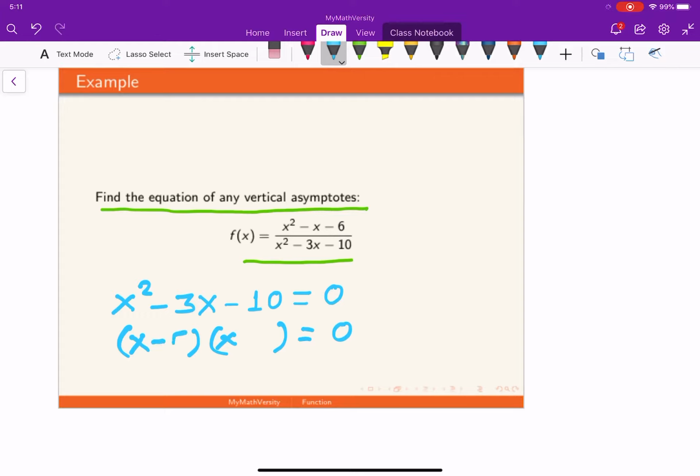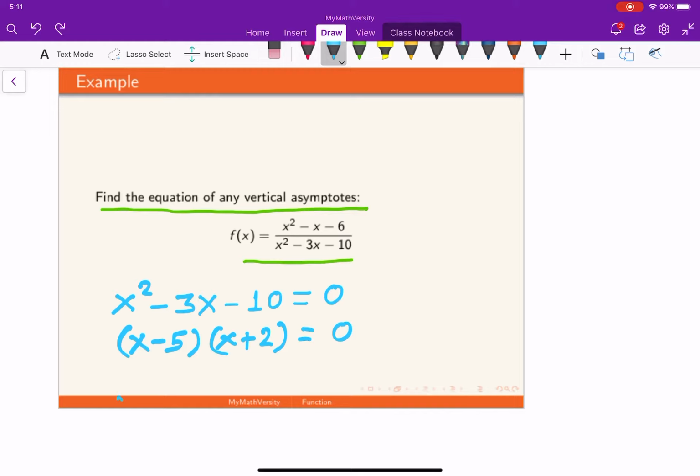Does negative 5 and positive 2 work? Certainly. Negative 5 times positive 2 is negative 10, so that's how we get the last term. When we combine negative 5 plus 2, we get negative 3. So it works, no problem. Then we reduce this to the linear factors, and now we can solve this very easily.